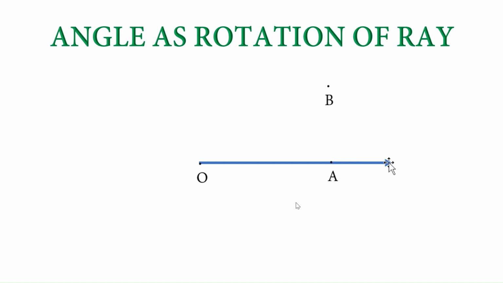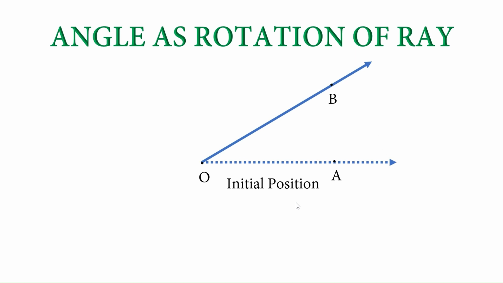Consider OA as a ray in a plane. Now rotate this ray in the plane from the initial position OA about the point O until it reaches point B in the plane. Now the ray is said to have rotated through a certain angle. This first position, the initial ray OA, is called the initial position and OB is called the final position. And the rotation it has made gives the magnitude of an angle.